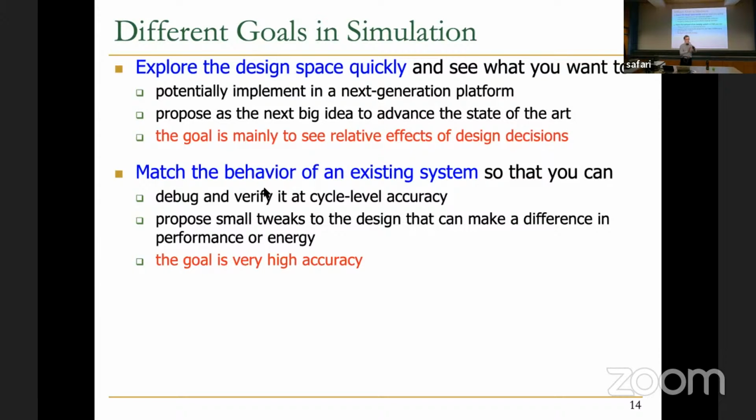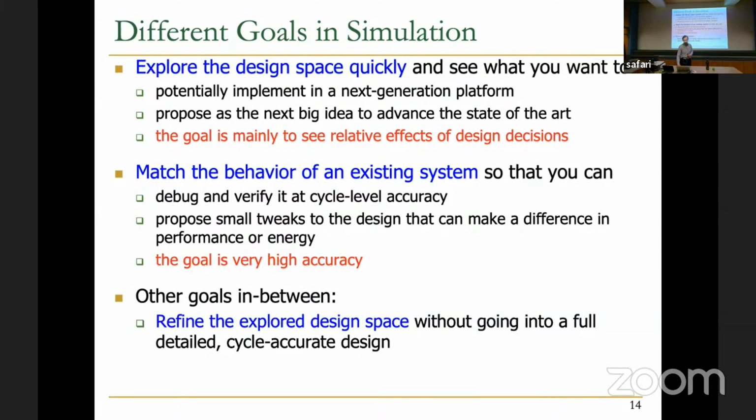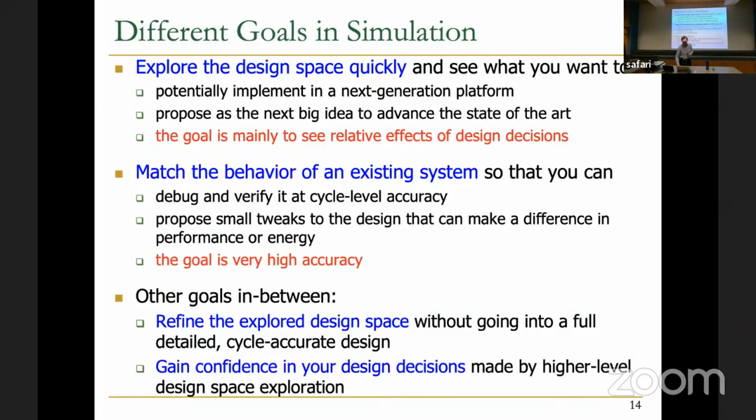So you can see that these are actually two opposite things, and there could be other goals in between. For example, you have a very high-level simulator that enables you to explore the design space quickly, and then you build a lower-level simulator that's still not matching the behavior, but you want to do a little bit more design space exploration with focused ideas. So you already decided that you're going to design 4 levels of cache, for example. Now you want to look at the cache policy. So you design a more focused simulator. That's refining the explored design space without going into a full detailed cycle accurate design. Or you gain confidence in your design decisions made by higher level design space exploration. So there could be other simulators that you build to gain confidence.